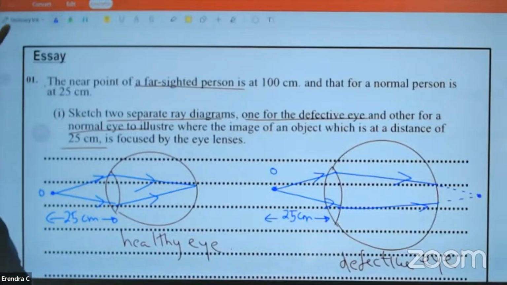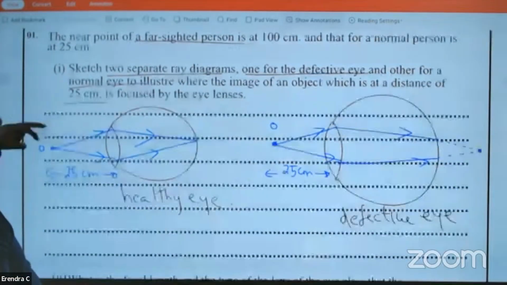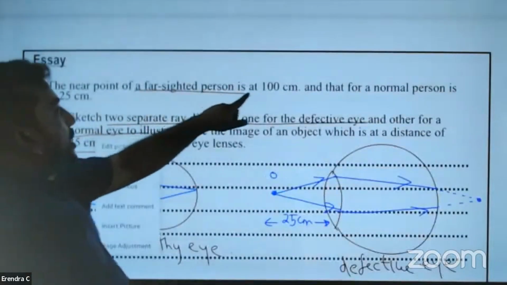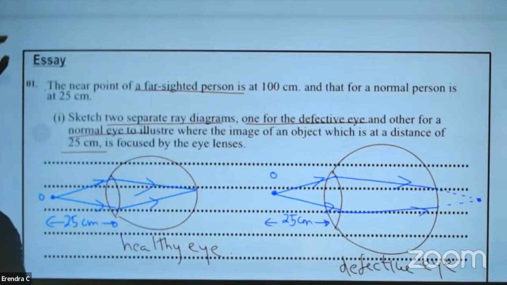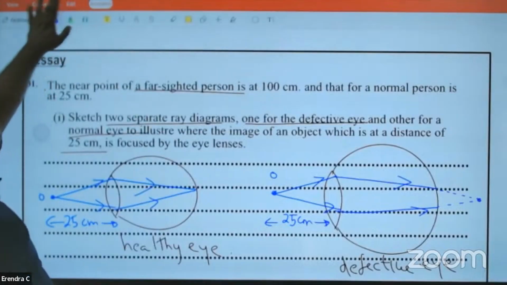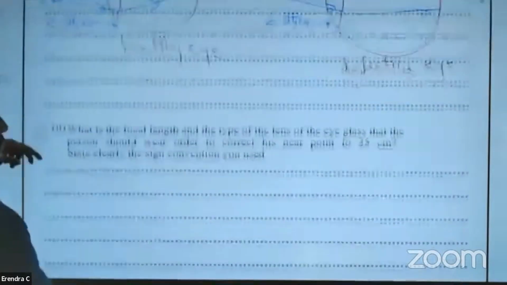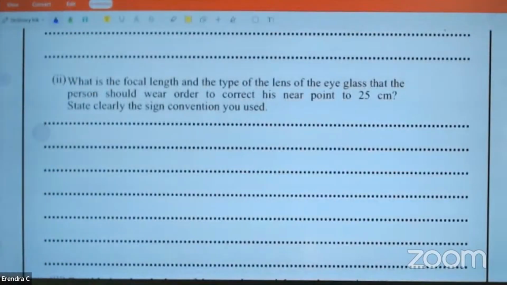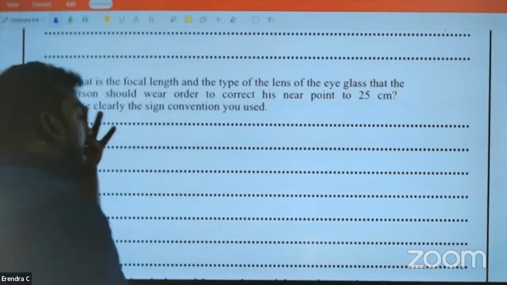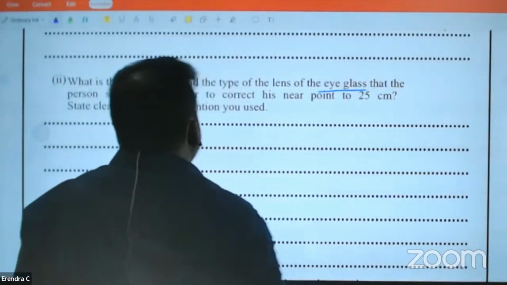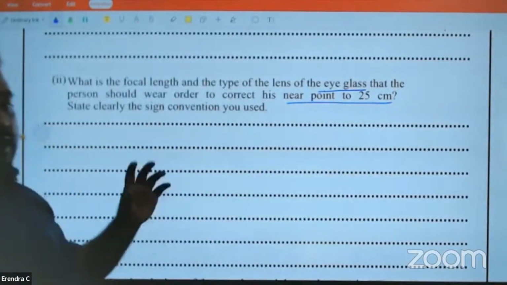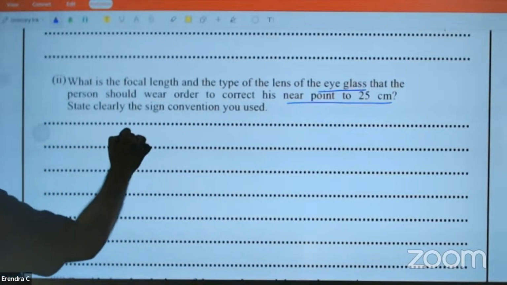Near point is 100. What is the focal length and type of lens for the eyeglass that he should wear to correct his near point to 25 centimeter? Far-sighted people wear convex lenses.